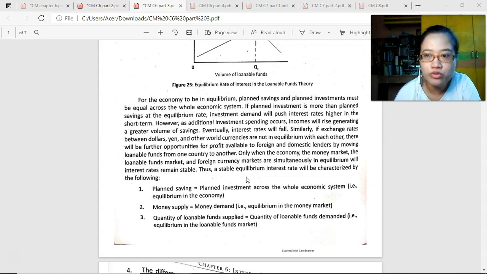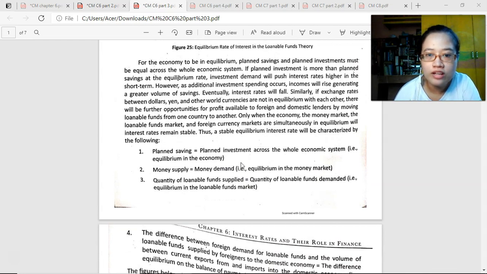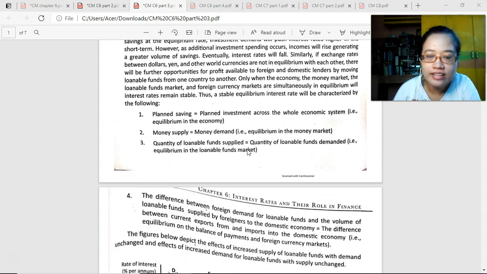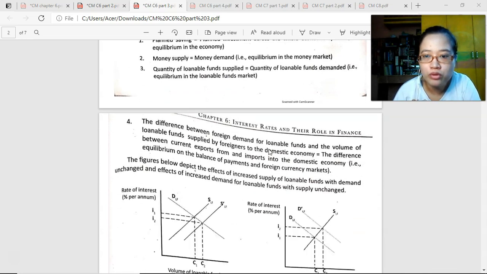Thus, a stable equilibrium interest rate will be characterized by the following. Una, planned saving equals the planned investment across the whole economic system. Money supply equals the money demand. So essentially, yung supply and demand is equal. Quantity of loanable funds supplied is equal to the quantity of loanable funds demanded. And then the difference between foreign demand for loanable funds and the volume of loanable funds supplied by foreigners to the domestic economy is equal to the difference between the current exports from and imports into the domestic economy. So, equilibrium on the balance of payments and foreign currency market.